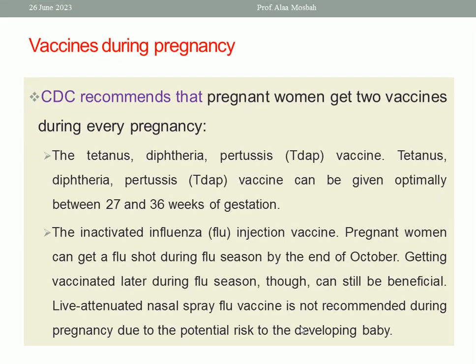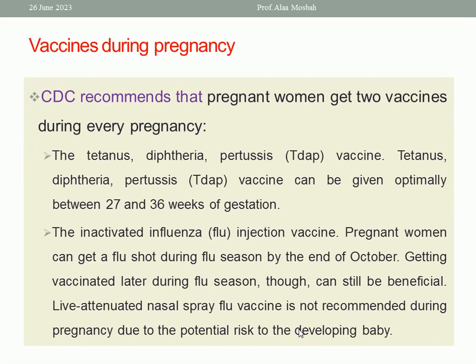What about vaccines during pregnancy? Should a pregnant lady be vaccinated, and which type of vaccine can be given? CDC recommended that pregnant women get 2 vaccines during every pregnancy. One of them, the tetanus diphtheria pertussis vaccine, the Tdap, can be given optimally between 27 and 36 weeks of gestation. What is the other vaccine given during pregnancy? The inactivated influenza injection vaccine.